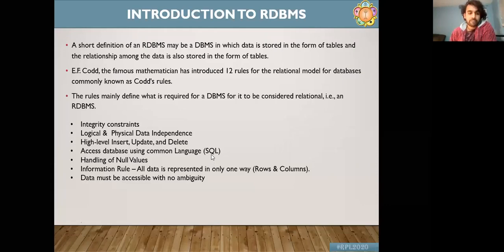Then we have logical and physical data independence. Basically the data should be independent of all the transactions. Each transaction should be independent of each other, which means, let's say there are multiple transactions happening on an account at the same time. The database should be smart enough to handle all those transactions independently, as a series of transactions that need to be updated within the database.